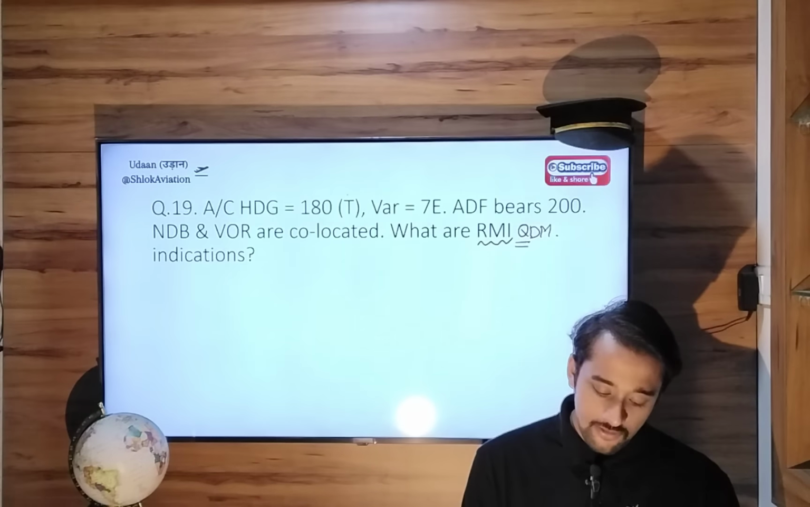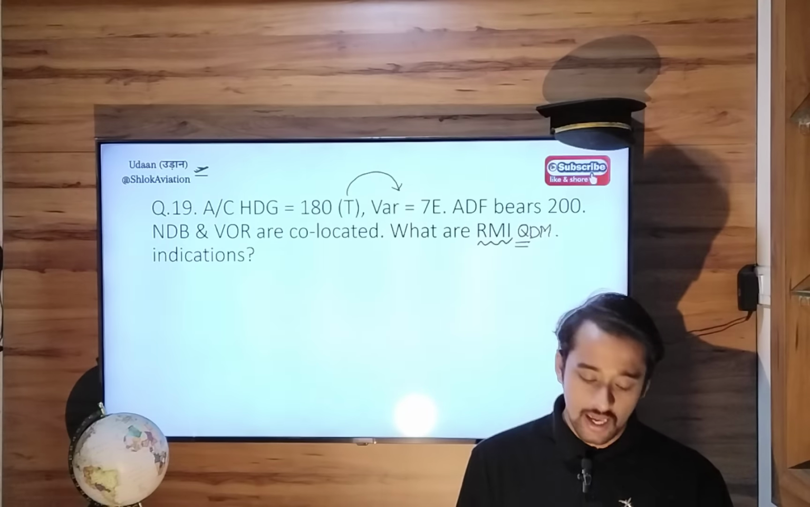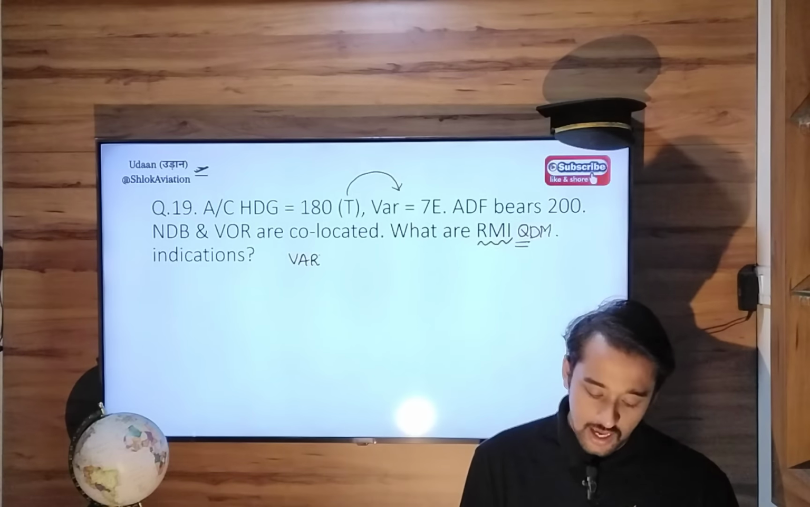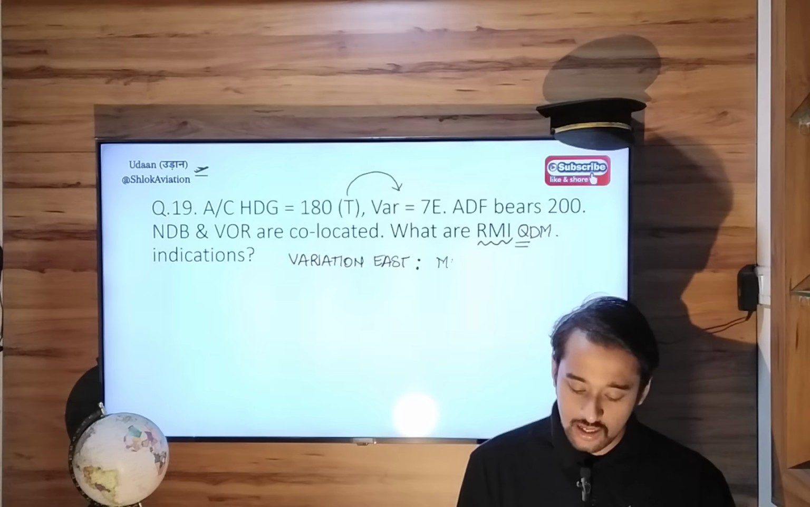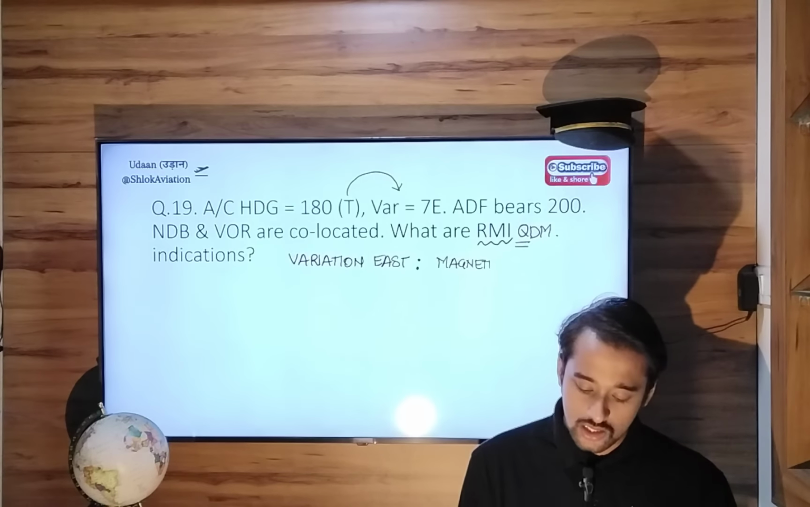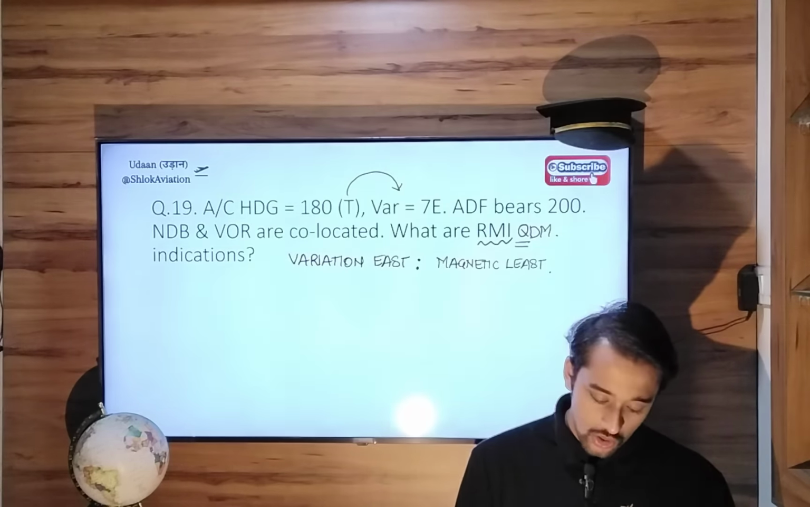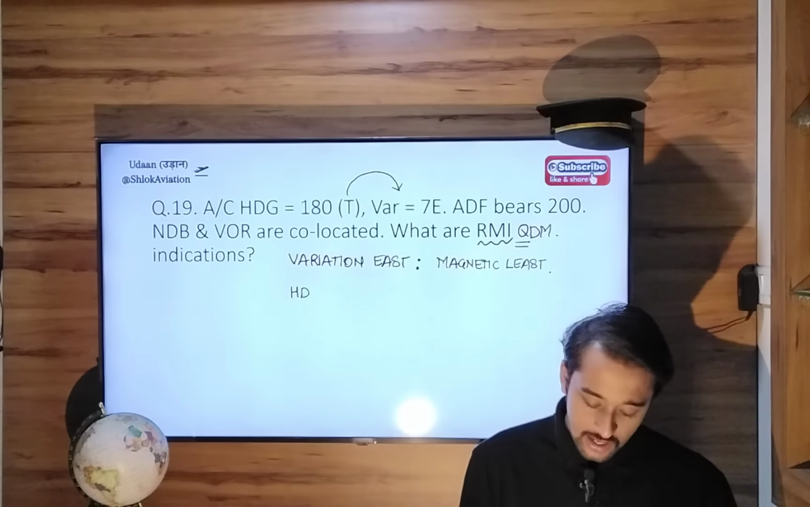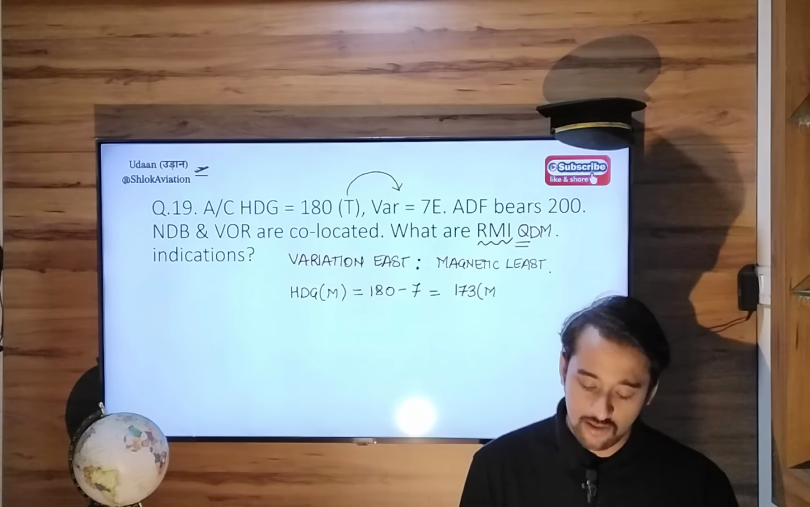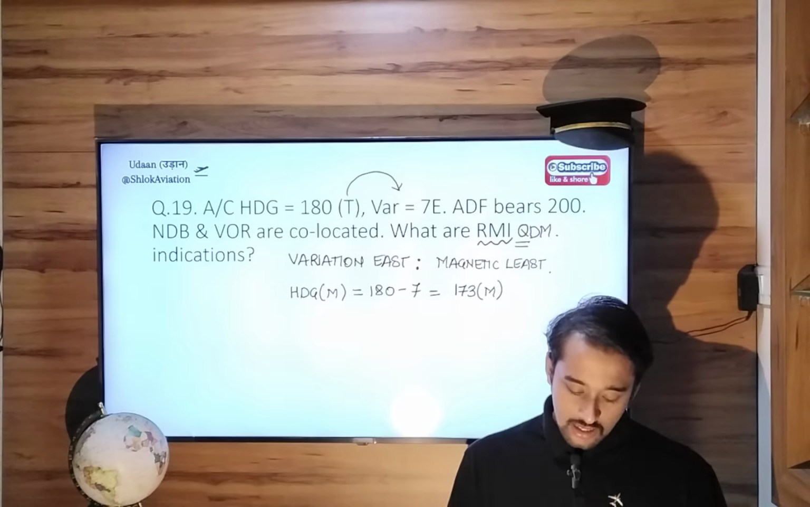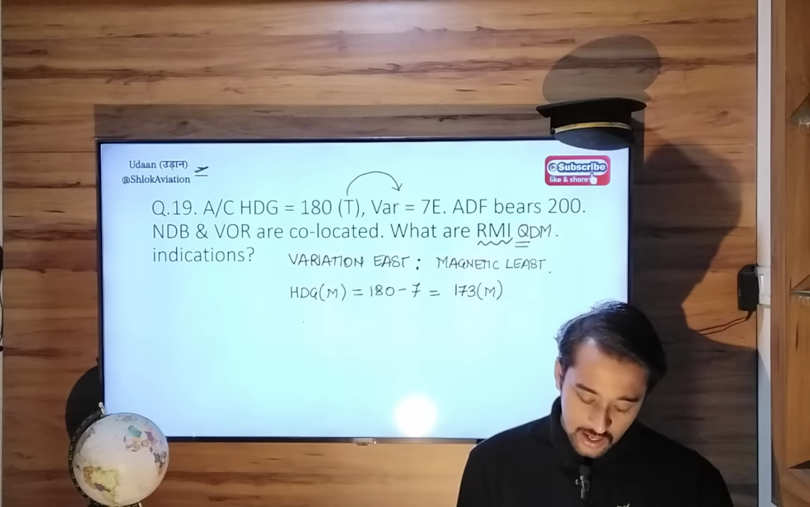So let's convert this aircraft heading into magnetic heading. With variation that is east, what happens with variation east? Magnetic is least. So heading of aircraft in magnetic terms will be 180 minus 7, which is 173 magnetic. Okay. So heading is given to us relative bearing.